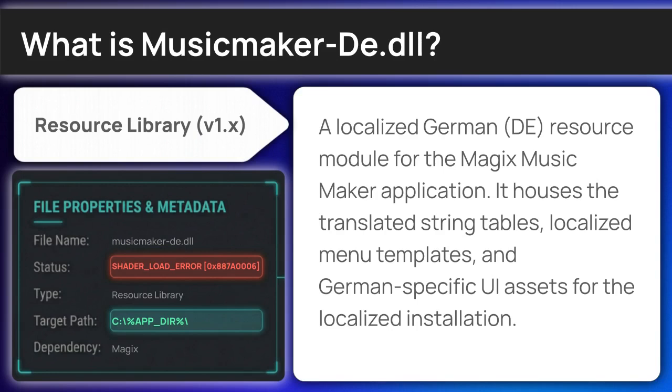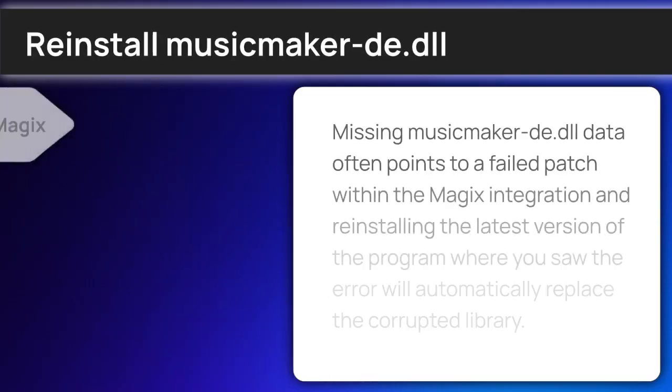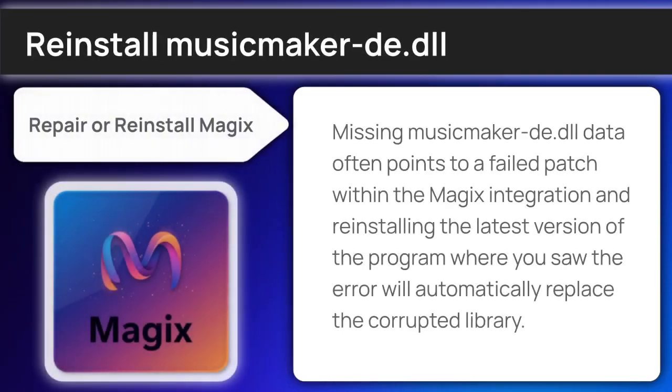Since we've identified what's missing, let's try the official recovery method. Missing Musicmaker-de module DLL data often points to a failed patch within the Magix integration, and reinstalling the latest version of the program where you saw the error will automatically replace the corrupted library.